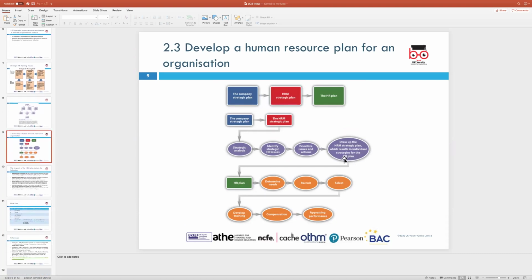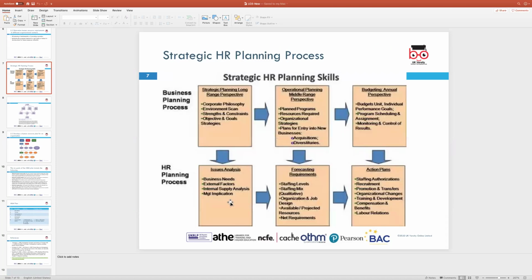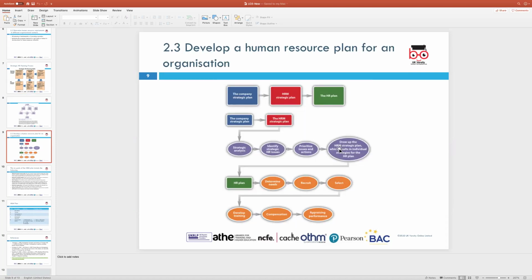Then we're coming to the part wherein it says how to develop a human resource plan for an organization. So again, this is very similar to this slide that I showed you. Just going to take you back now. It says that you have a company strategic plan. You align the company strategic plan to the HR, HR aligns the HR strategic plan to the company strategic plan, and they come up with the HR plan.